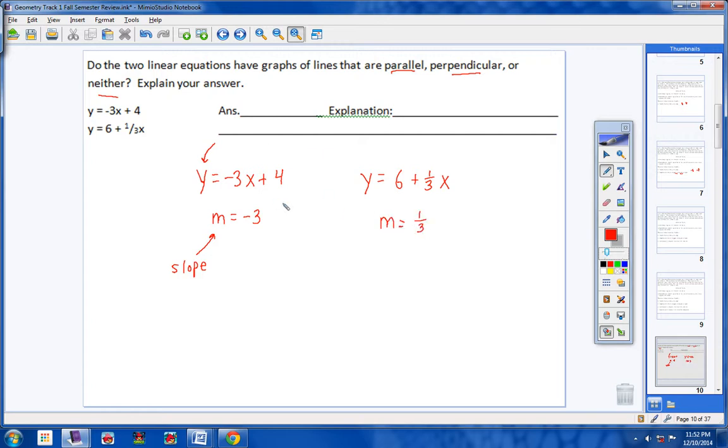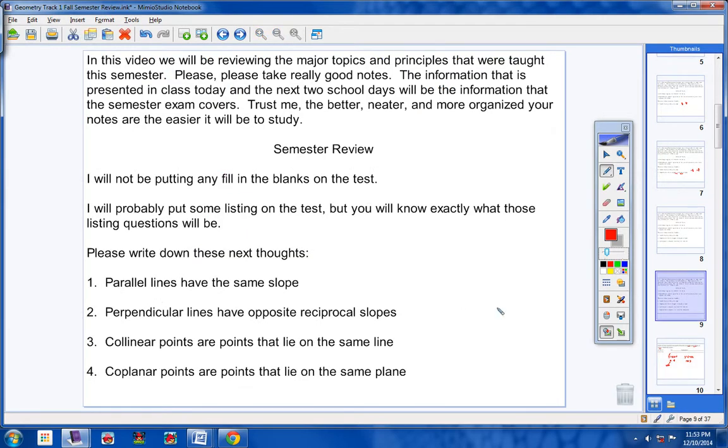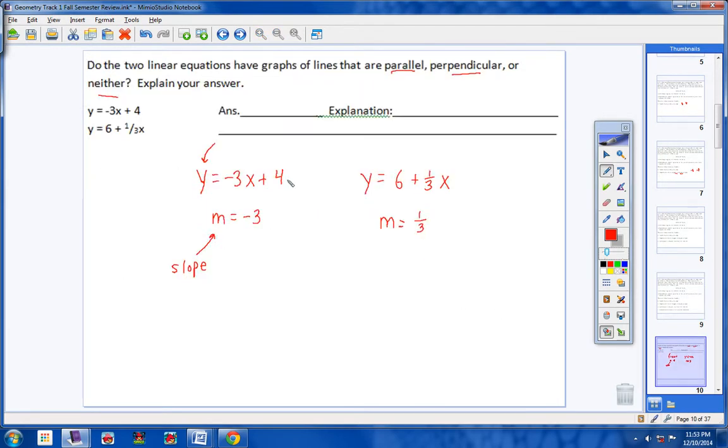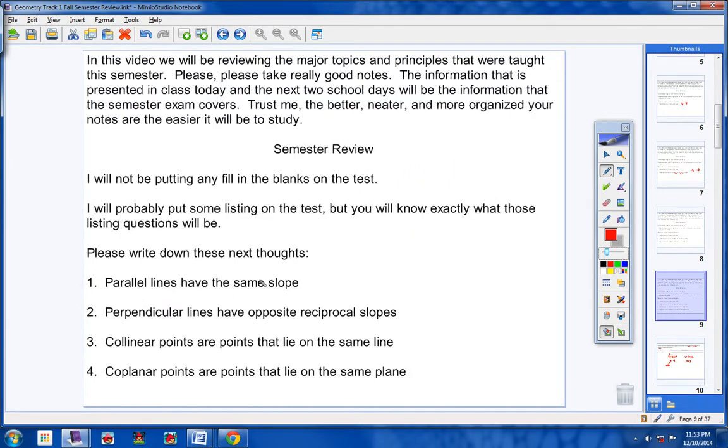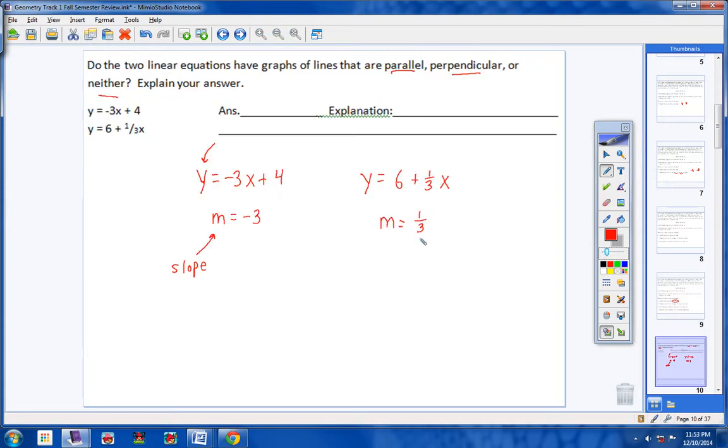Now, are these two lines perpendicular? Well, let's go back a page. Are these two lines of these graphs parallel? Well, let's go back a page. Parallel lines have the what? Same slope. Well, the slopes aren't the same, are they? So these two lines are not parallel. Maybe they're perpendicular. Let's see.